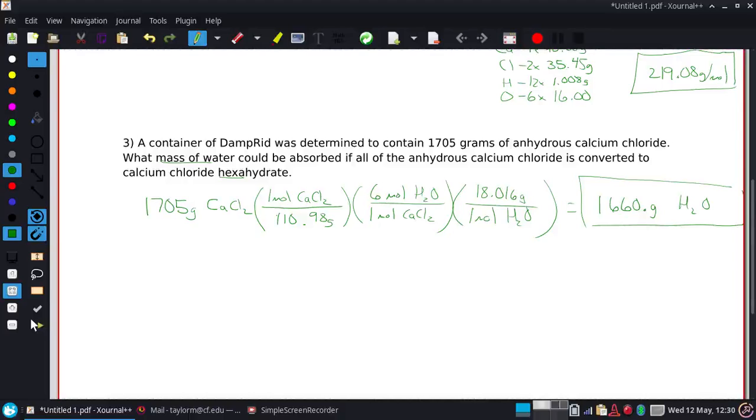But the container would no longer be dry. It'd be filled with some calcium chloride water. So if it were to tip over, it's spilling water all over the place, or a solution. All right, thank you.